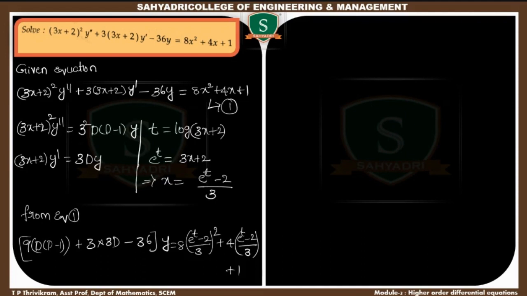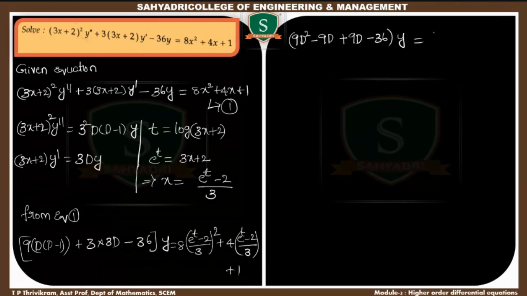Okay. Now simplify this. On the left hand side you will get 9d square minus 9d plus 9d minus 36 into y is equal to, you can expand this. What happens if you expand? 8 by 9 into e power 2t, that means a square plus b square, that means 2 square, it is 4, minus 4 into e power t.